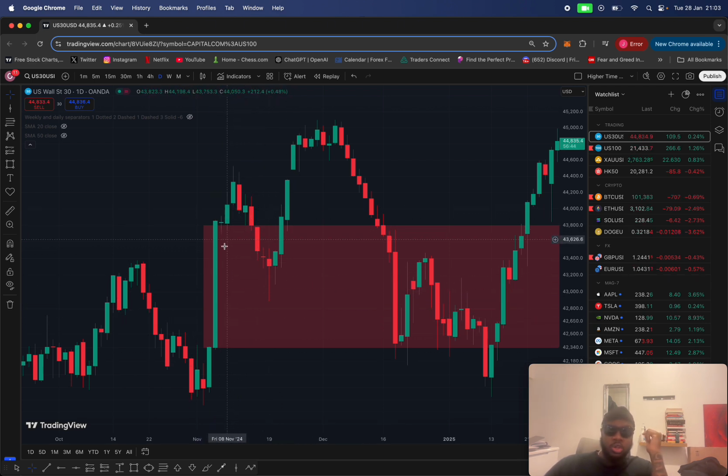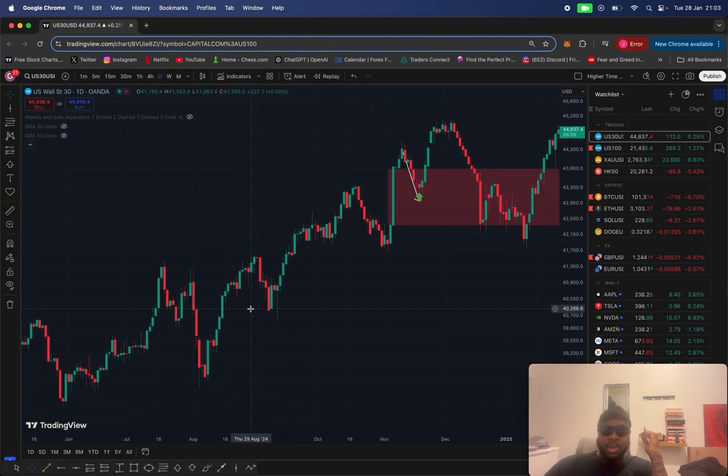So what institutions do, because they want to get the best price, is wait for price to pull back into the fair value gap. And once it does, they look for their opportunity and pull the trigger. Boom. And they've bought it and they're positioned and they're taking markets higher.